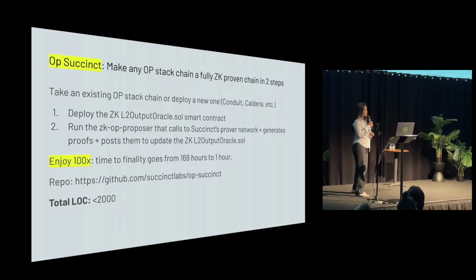It calls to a prover network. It generates proofs, and then it posts them to the ZK L2 output Oracle. Then your time to finality goes from the 7 days to 1 hour, which is pretty awesome. So we actually ended up doing this. We implemented it, you can check out the repo up there.